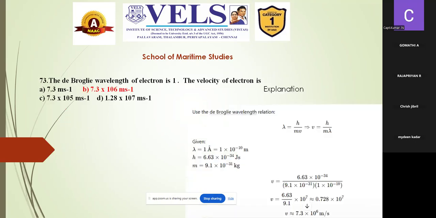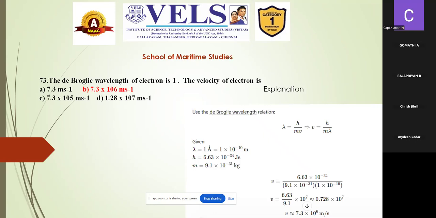The next question: the de Broglie wavelength of an electron is 1 Angstrom. Find the velocity of the electron. We use the de Broglie wavelength relation, lambda is equal to h by p. h is the Planck's constant, p is the momentum. Momentum is nothing but the product of mass and velocity, p is equal to mv. From this equation, we can find v is equal to h by m lambda.